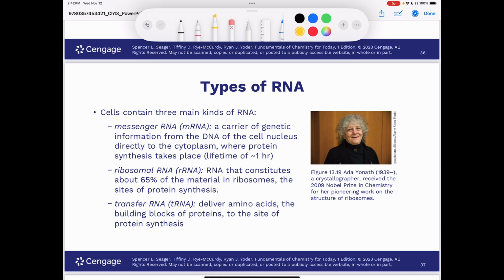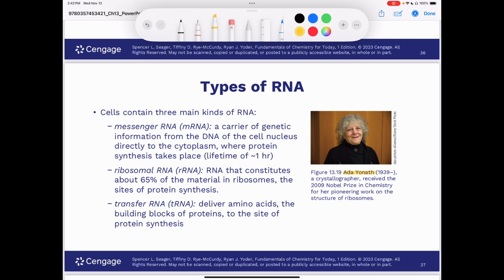Messenger RNA, or mRNA, functions as a carrier of genetic information from the DNA of the cell nucleus directly to the cytoplasm, where protein synthesis takes place. The bases of mRNA are in a sequence that is complementary to the base sequence of one of the strands of the nuclear DNA. In contrast to DNA, which remains intact and unchanged throughout the life of the cell, mRNA has a very short lifetime. It's usually less than an hour. It's synthesized as needed and then rapidly degraded to its constituent nucleotides.